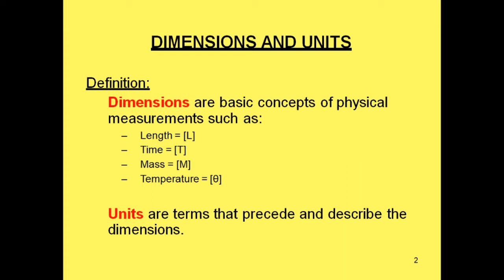What is unit? Unit is the term that precedes and describes the dimension. Examples of unit: length unit is meter, time unit is second, mass unit is kg, temperature unit is degree Celsius.